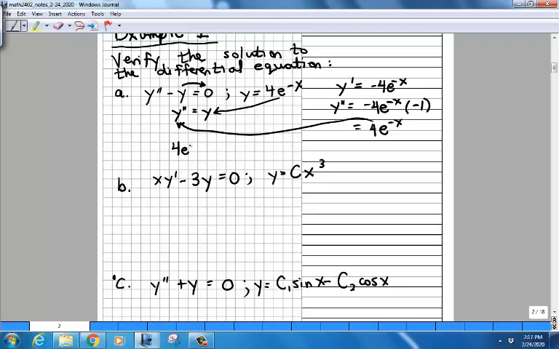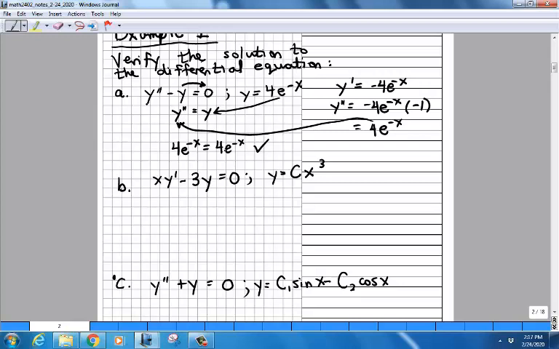So of course you put those into the formula, and do these two things match? Sure. The original function was 4e to the minus x. The second derivative was also 4e to the minus x. So that's it. There is one solution at least to that differential equation. Just that simple. Let's try this one.